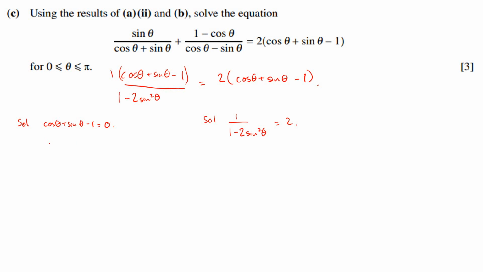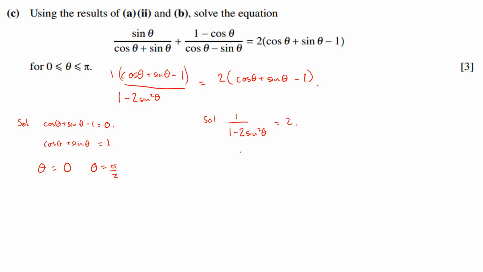So here, this is cos theta plus sine theta equals 1, which we already said was 0, and theta equals pi over 2. Those are the ones we already said we've got.